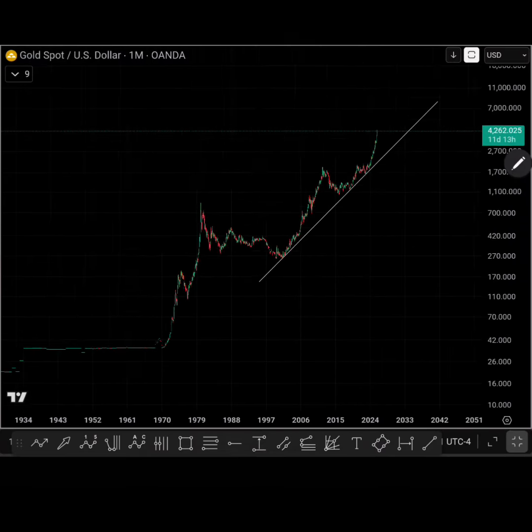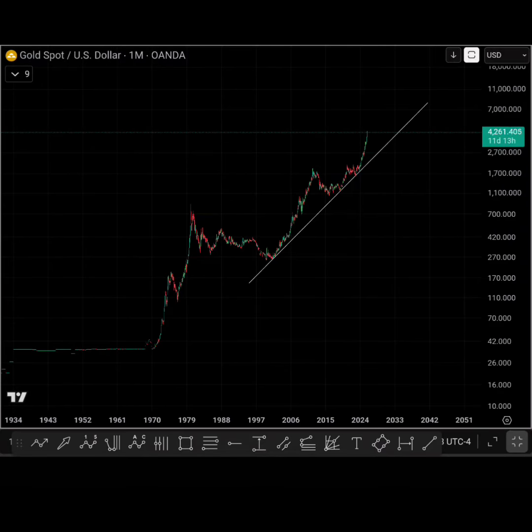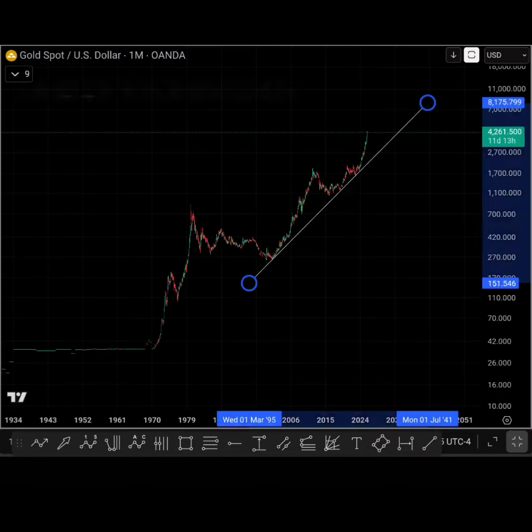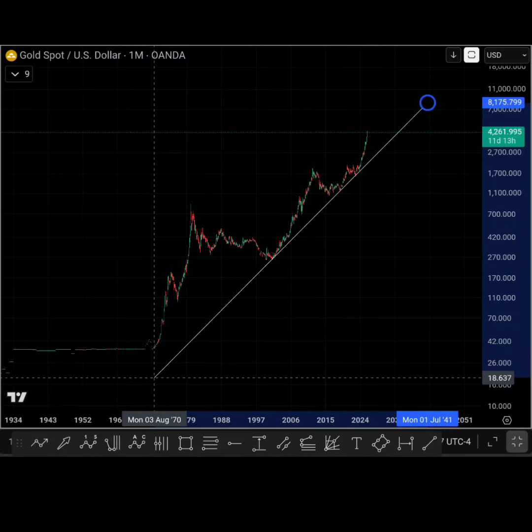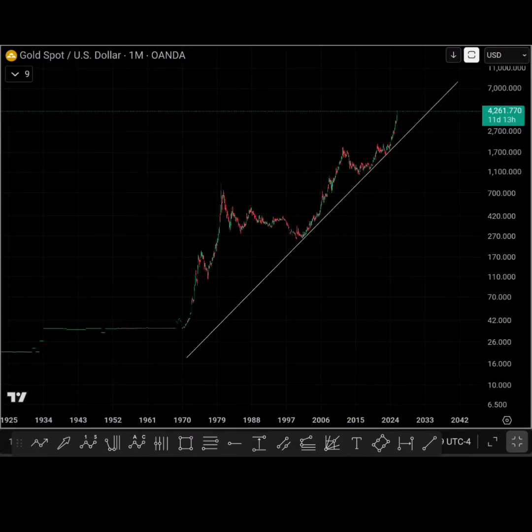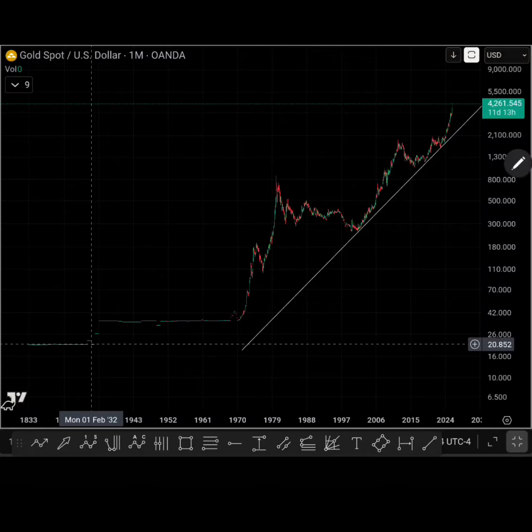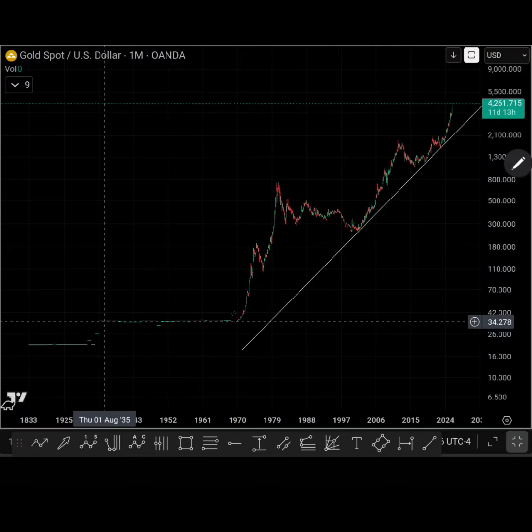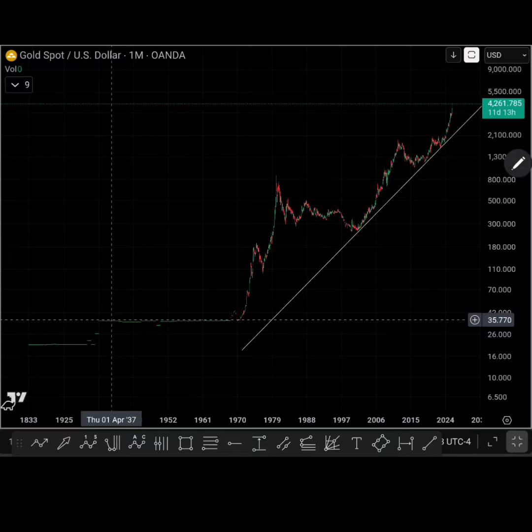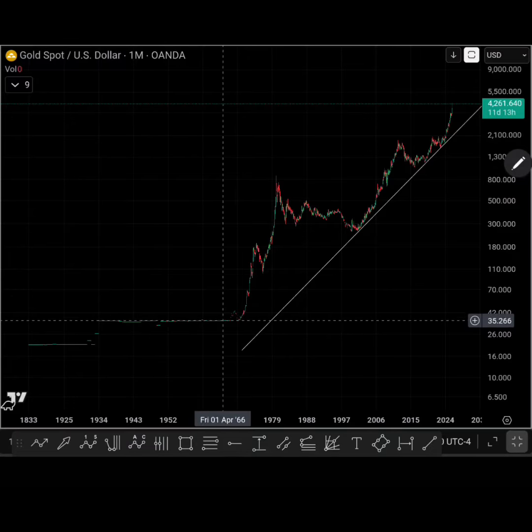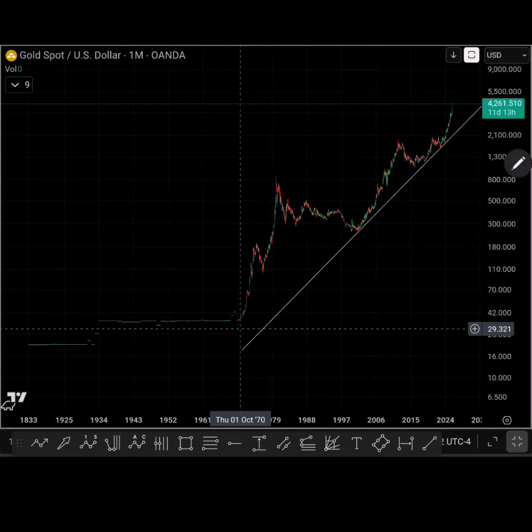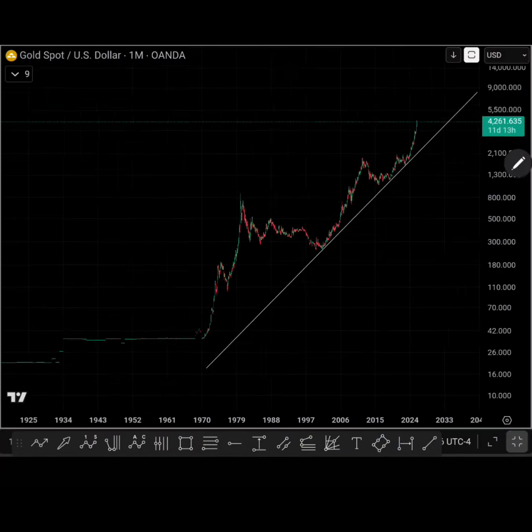But I want to zoom out to the 1 month chart and just show the overall price action of gold since the chart started, basically. Going from $20 an ounce to $38 an ounce, I think it was. And the markup that happened after taking the US dollar off the gold standard is just crazy.